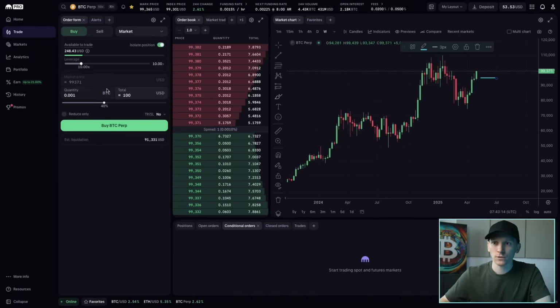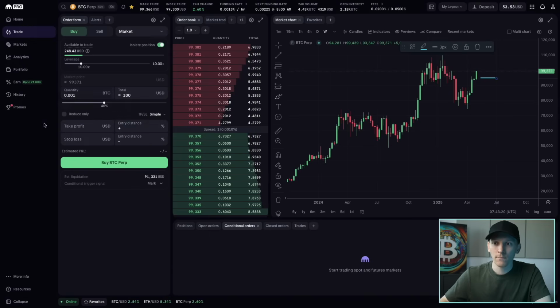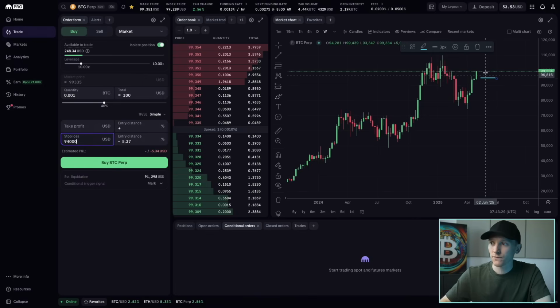So we can open a sample long trade. I'm going to use 10x leverage here, open a $100 trade. Now, when you open on Kraken, you can put your stop loss in right here. So let's say my stop loss is 94,000. You can put that in like this, and you can put a take profit for the order as well if you want to trade short term. You don't have to, you can put that in later as well.